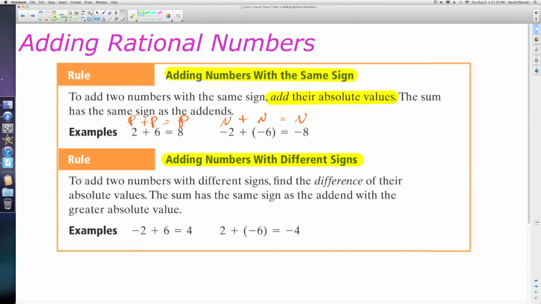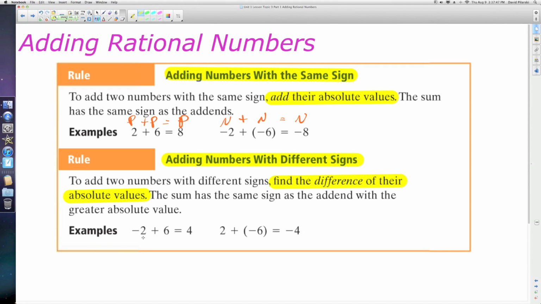What this says here is to add numbers with different signs, find the difference of their absolute values. The sum has the same sign as the addend with the greater absolute value. So we need to find the difference of the absolute values. In this case, to add numbers with different signs, we actually subtract. That word difference means we need to subtract.